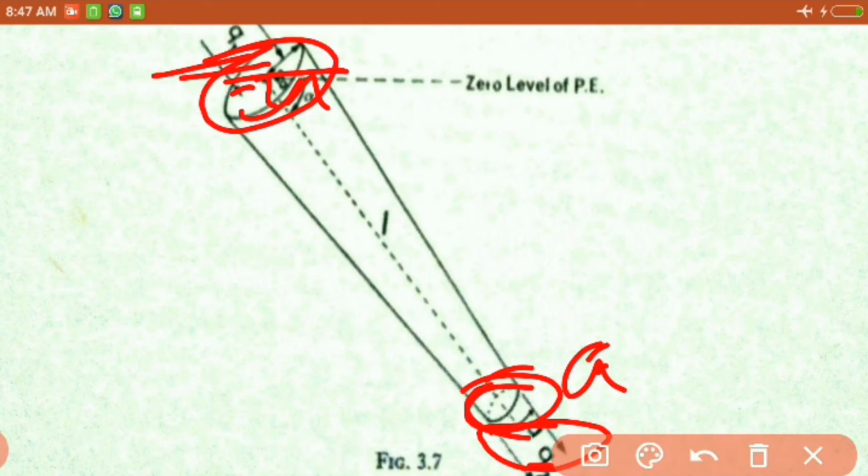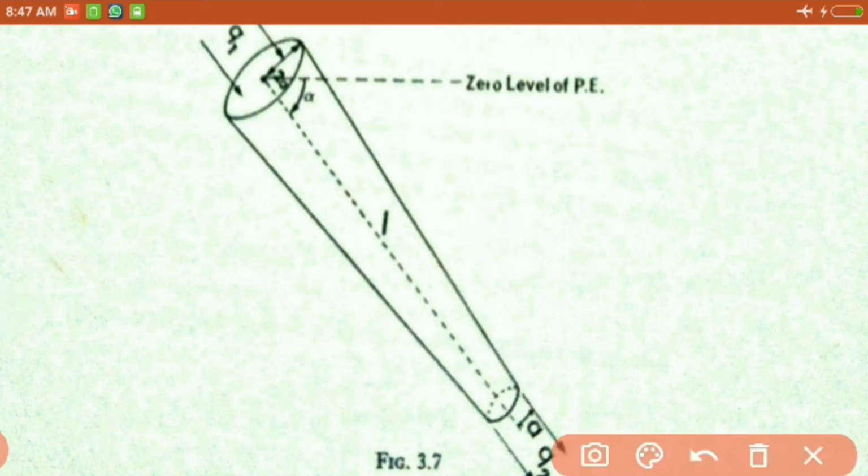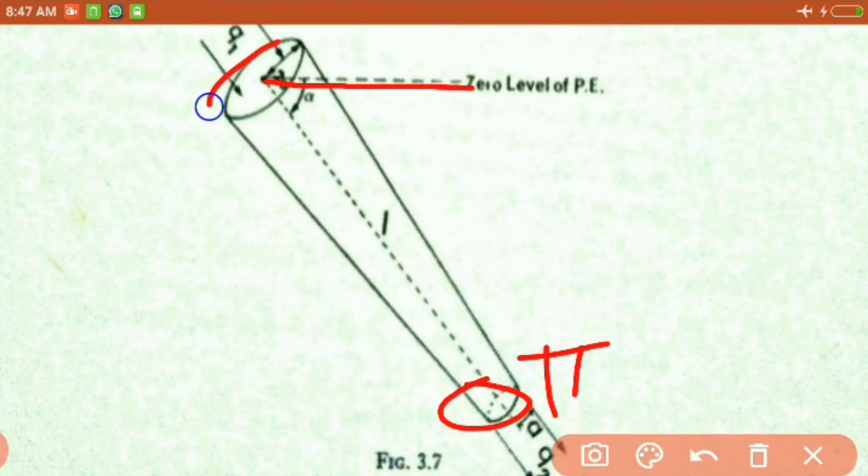Now take the horizontal through the center of the entry section as the zero level of potential energy. When the flow is steady, take p1 as the pressure at exit, and p2 as the pressure at entry level.